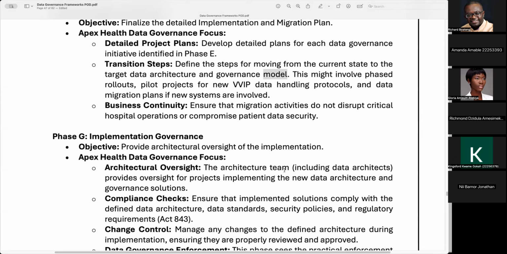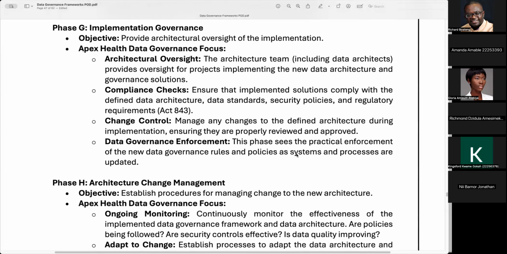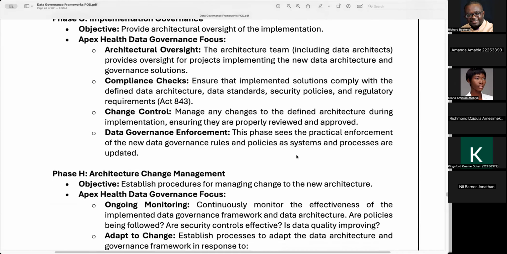Phase G implementation governance oversees the actual building and deployment work. Yes, this phase provides crucial oversight during the implementation of the projects defined in the roadmap. The enterprise architecture team provides architectural oversight, ensuring that the solutions being built or configured align with the defined target architecture and adhere to the established standards and principles.